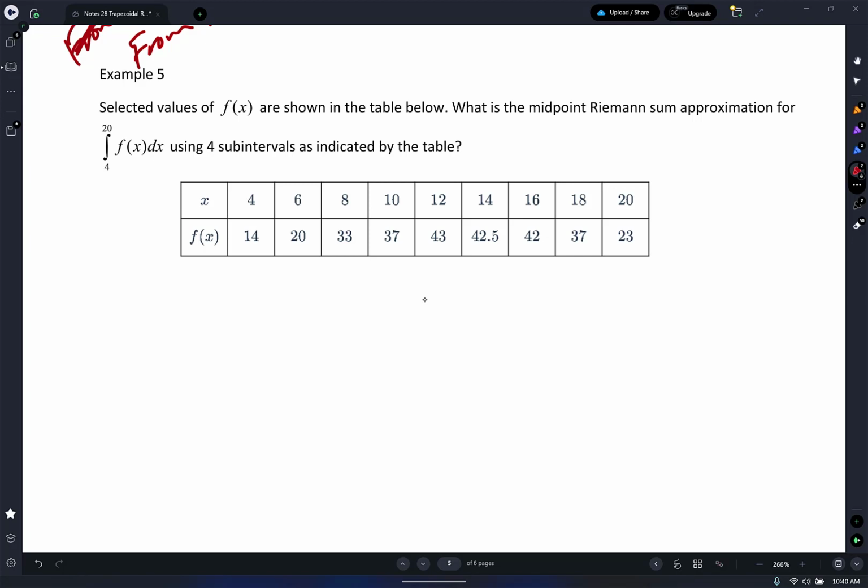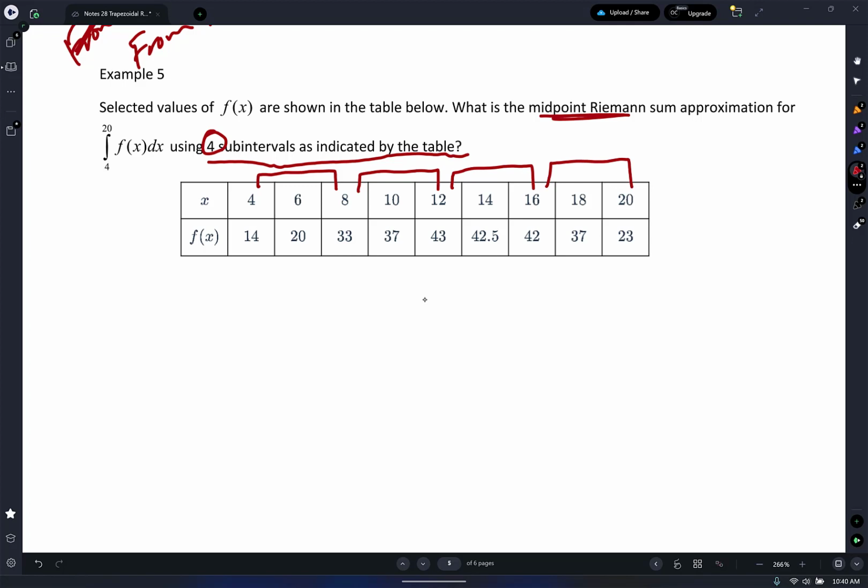Select values of f(x) are shown in the table. What is the midpoint Riemann sum approximation using 4 subintervals? So now we're doing review. Relax, we're just doing rectangles. How many rectangles do they want me to use? 4, between 4 and 20. Here's the first one, between 4 and 8. The second, between 8 and 12. The third, between 12 and 16. My fourth, between 16 and 20.